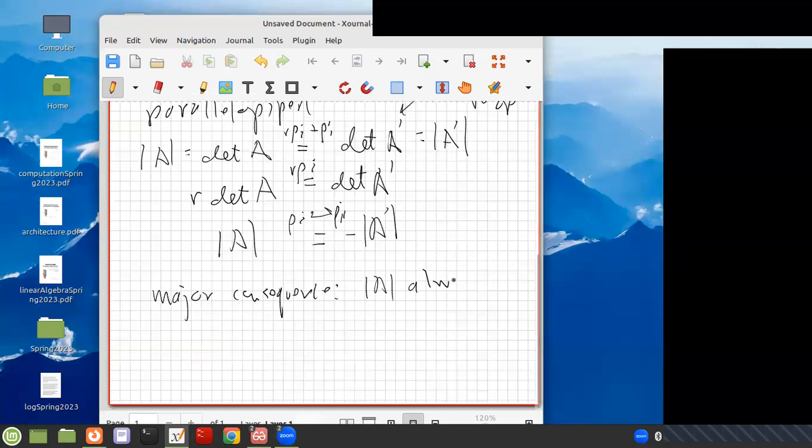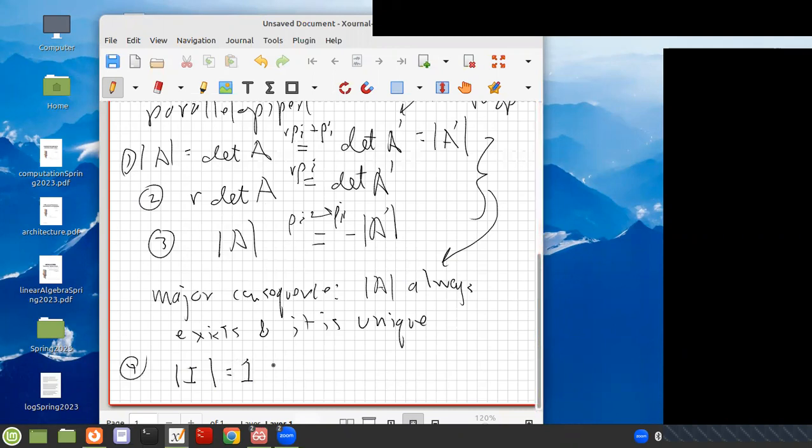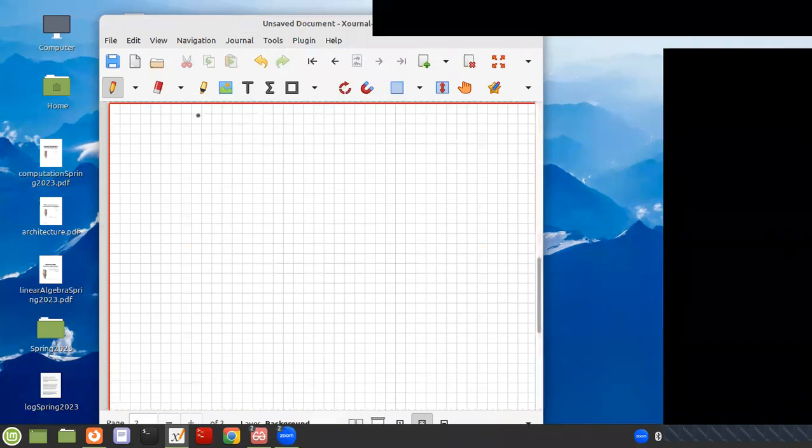The determinant always exists for any matrix, and it is unique in the sense that given these three properties, along with the fact that the determinant of the identity is 1 as a normalization, the determinant is unique. So that's sort of a major consequence.